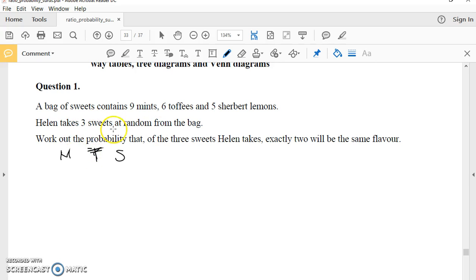Okay, so she takes 3 sweets at random from the bag. Work out the probability that of the 3 sweets, exactly 2 will be the same flavor. So I can have a mint and a toffee, a mint and a sherbet, a toffee and a mint, a toffee and a sherbet.